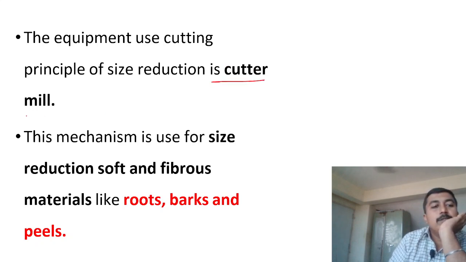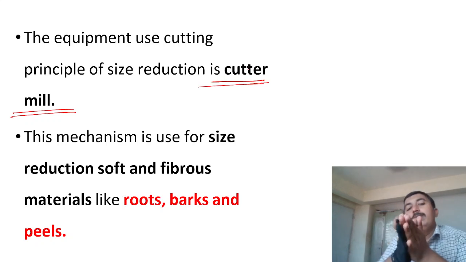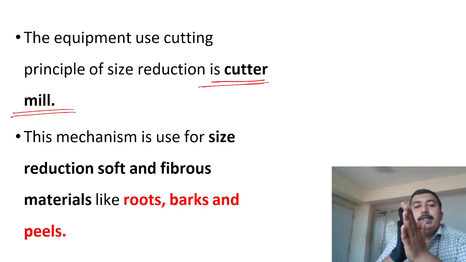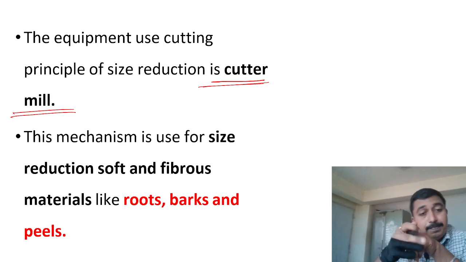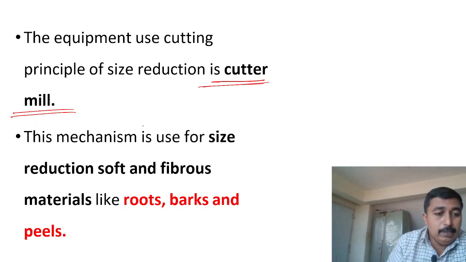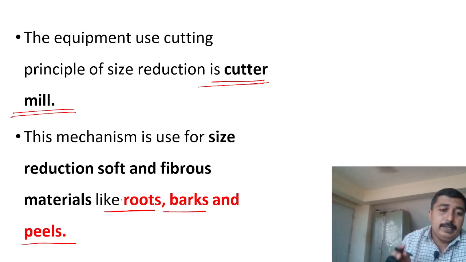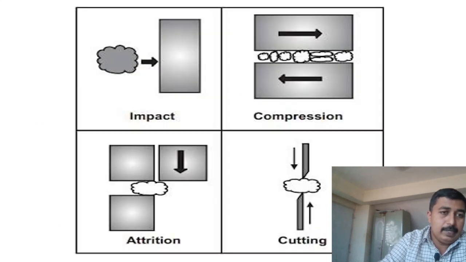The mill used is known as the cutter mill. It is widely used for breakdown of herbal medicinal plants, for cutting especially different parts of the medicinal plant, let's say bark or wood, and branches. For which materials is this mechanism used? For roots, branches, barks, peels, for all cutting purposes we require the cutter mill, and the mechanism is cutting.